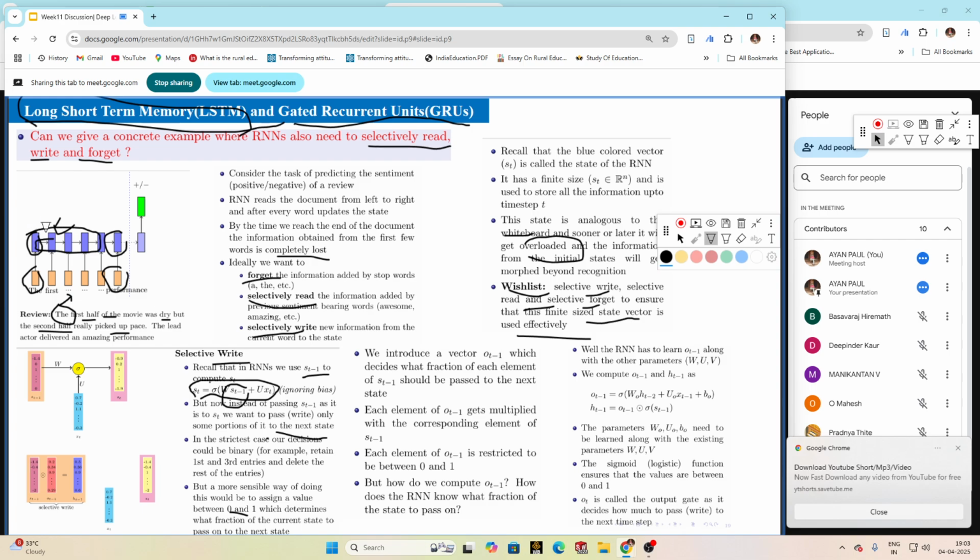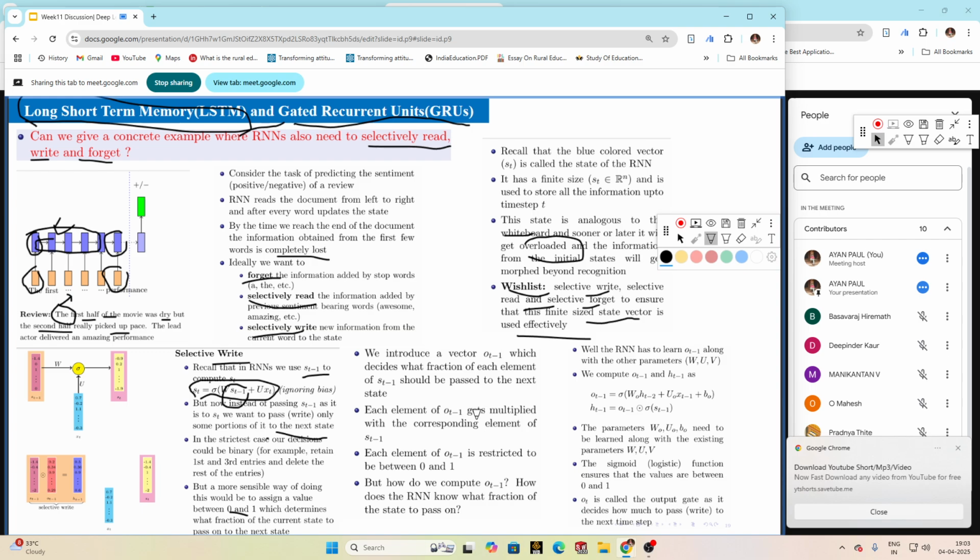But what is the problem with that? Whenever we calculate backpropagation through time, there will be a problem. The second problem is that we are losing a lot of information. That is why our idea is not to give the full information for all the states. We are just assigning a value from 0 to 1, and we are giving some sort of information to the next state. So this is the thing. We introduce a vector o_{t-1}. How will we do this? We introduce a vector o_{t-1} which decides what fraction of each element of s_{t-1} should be passed to the next state.